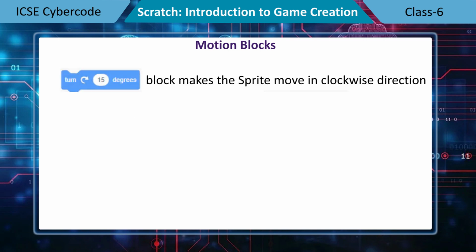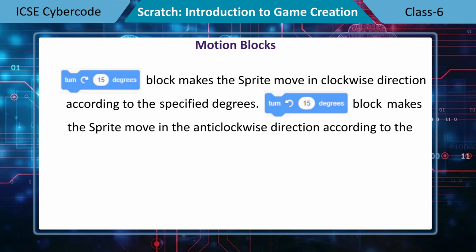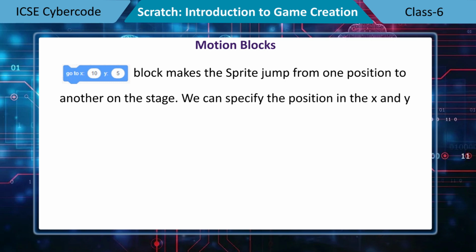Turn 15 degrees block makes the sprite move in clockwise direction according to the specified degrees. Turn 15 degrees block makes the sprite move in the anticlockwise direction according to the specified degrees. Go to X Y block makes the sprite jump from one position to another on the stage. We can specify the position in the X and Y text boxes.